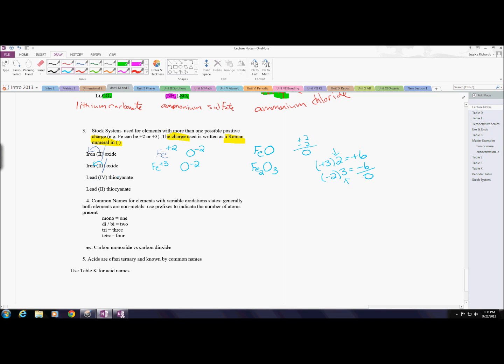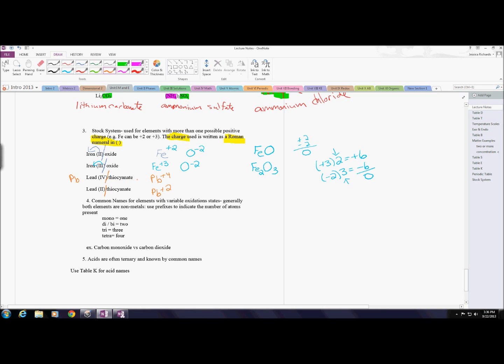Let's look at the lead examples down here. We have lead 4 thiocyanate and lead 2 thiocyanate. We're going to split these compounds at the lead 4 and the lead 2. If you look on table S, the symbol for lead is Pb. This Roman numeral tells me the charge of the lead. So I have Pb +4 in the lead 4 thiocyanate and Pb +2 in the lead 2 thiocyanate.